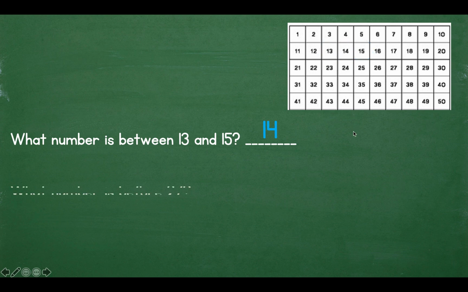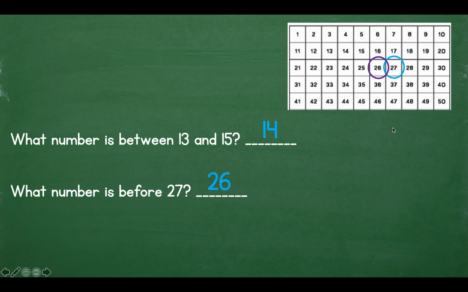Now, next question. What number is before 27? First, we're going to find 27 on our chart. Found it. 27, going to circle it. Now, before, are we counting forwards or backwards when we say before? We're counting backwards, yes. So what number is counted backwards when you start at 27? 26, yes. I'm going to write 26.